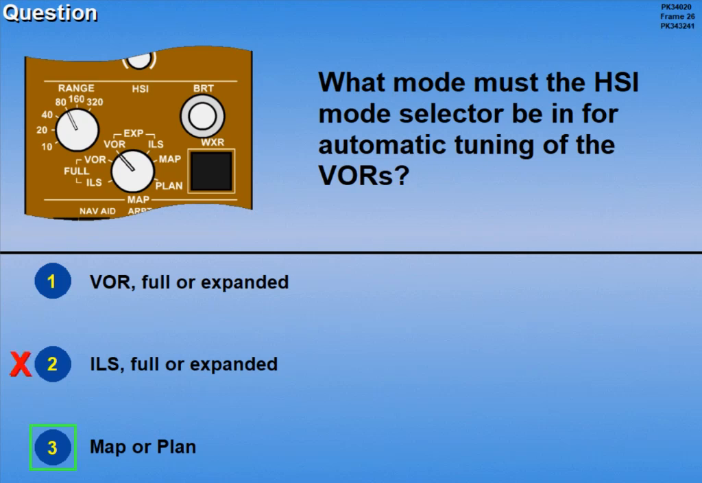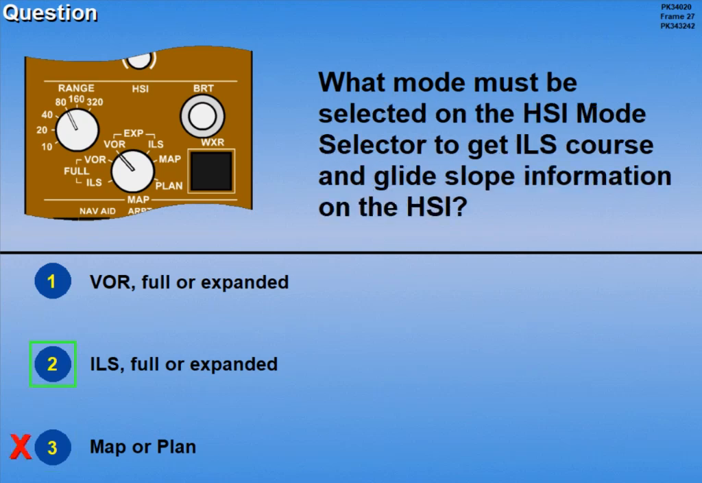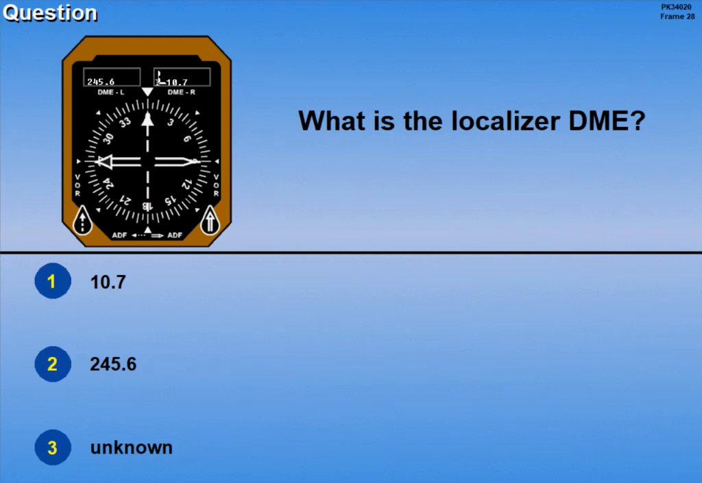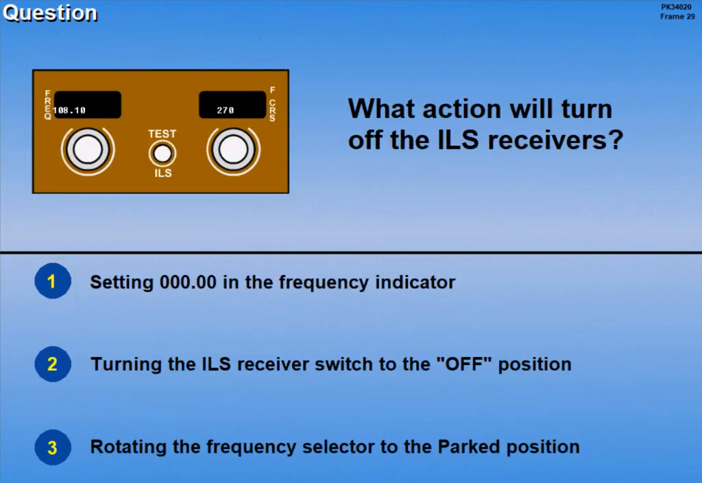The FMC will automatically... The localizer. All three ILS receivers are turned off by rotating the frequency selector to the parked position.